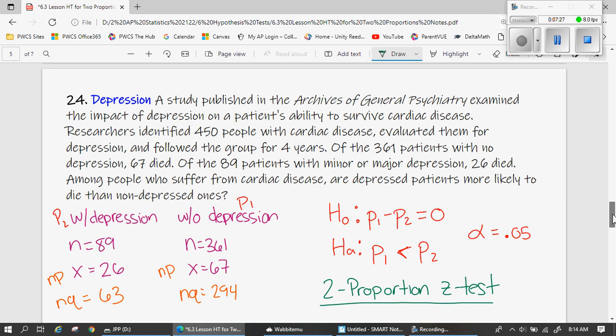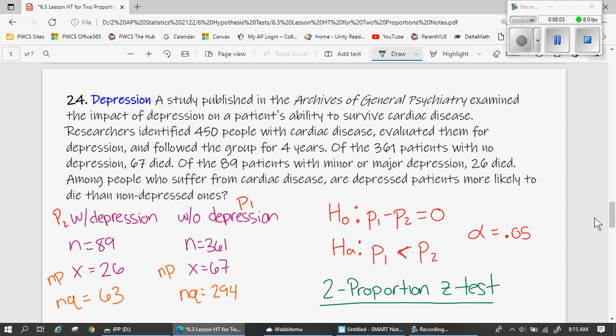We don't really have random assignment here because we're not assigning patients to be depressed or not depressed. This is an observational study. What we can say is that these 450 people are probably representative of people who have cardiac disease. So we can cover that using that assumption. I would say 450 people is less than 10% of the population that might have cardiac disease.